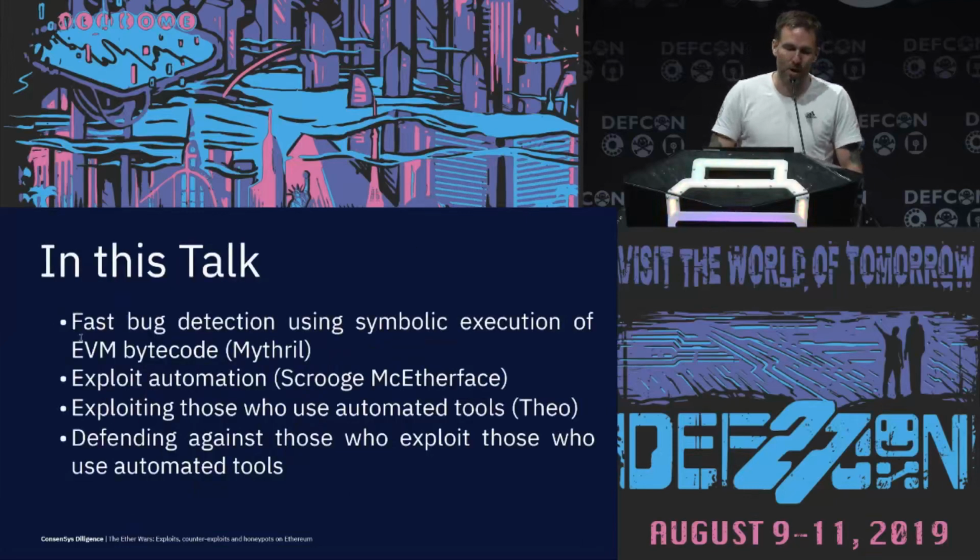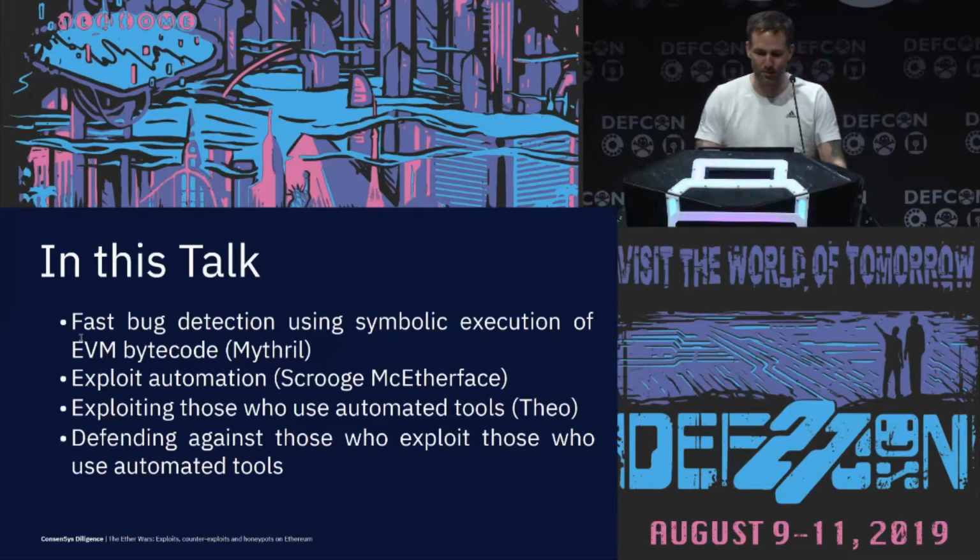We are then going to show how to automate these exploits and basically write a script kiddie tool that you run against the contract and it will do everything out of the box. And then we are going to show how to exploit people who are using these tools by tricking them into sending you ether because they don't know what they're doing. And then on the next level, we are going to show you how to exploit people who use these tools. So it's kind of a layered approach.